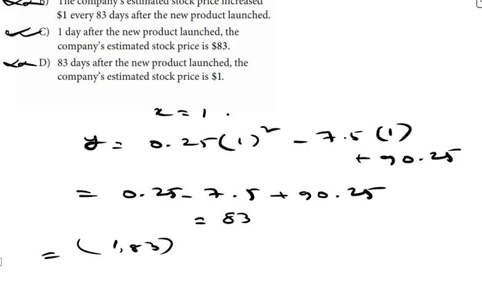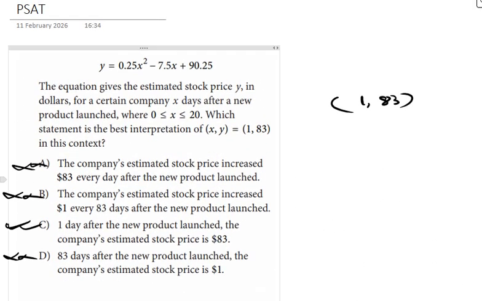Okay, so the best interpretation of (1, 83) is: one day after the new product launched, the company's estimated stock price is $83, and the correct answer is option C. So I hope this is clear to you. This is a very logical question.